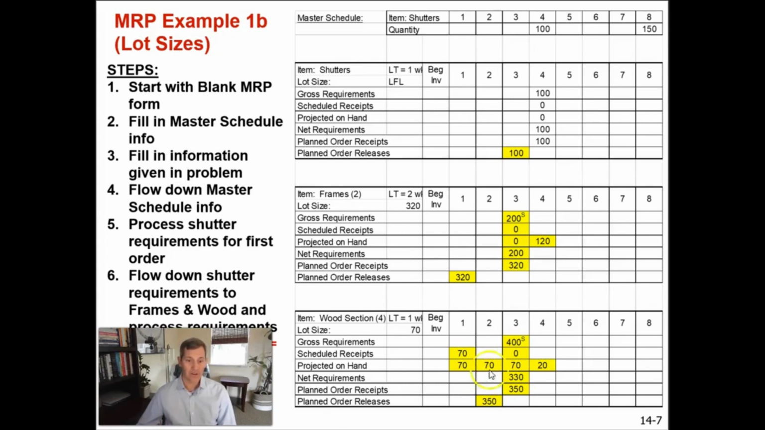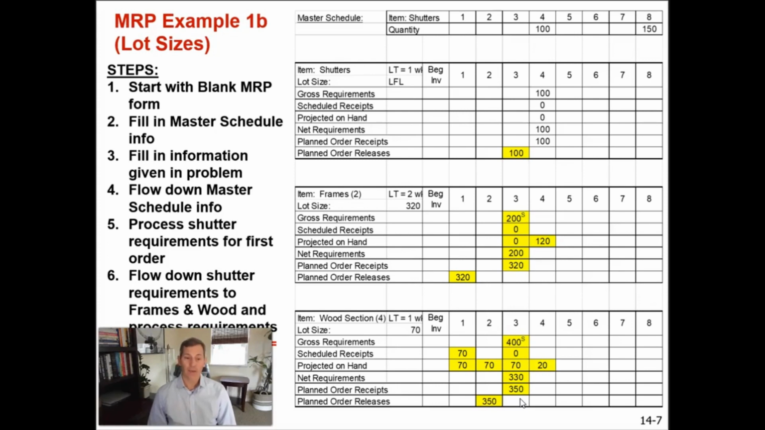You can see they're here in inventory in week 2. They're still in inventory, those 70 pieces, in week 3, and that's when we need them to create our order of 100 shutters in week 4. So we need 400 wood sections. We have 70 on hand. So our net requirements are 330 shutters.